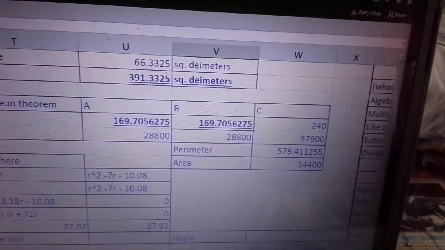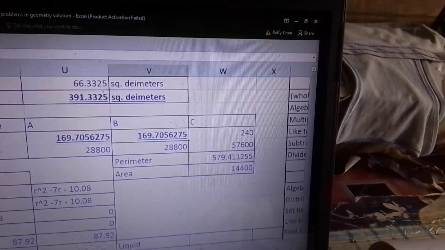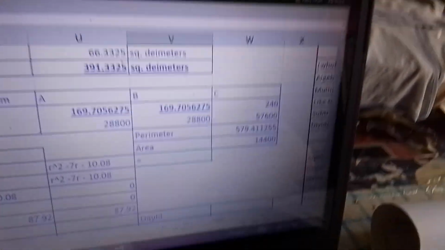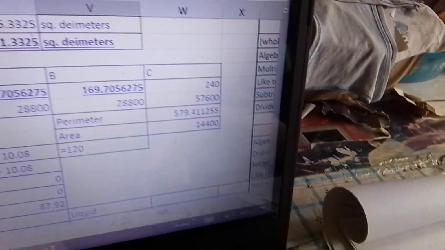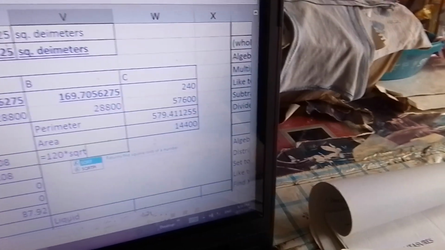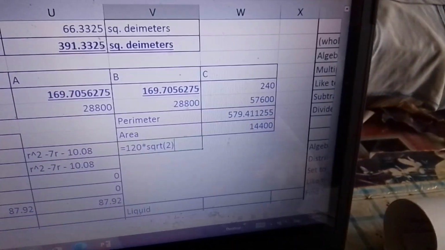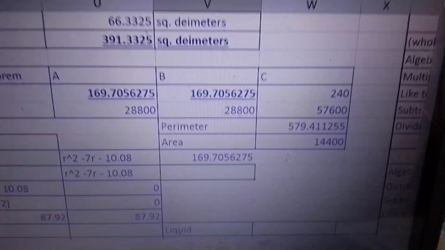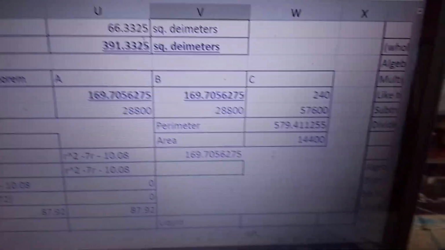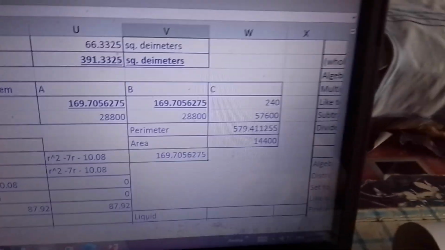You can do it either way. Divide by the square root of 2, or you can do it this way: 120, asterisk, SQRT, then choose the number that you want to take the square root of, and you should get the same answer of 169.705. And that's the answer. And then after that, this is what you do.